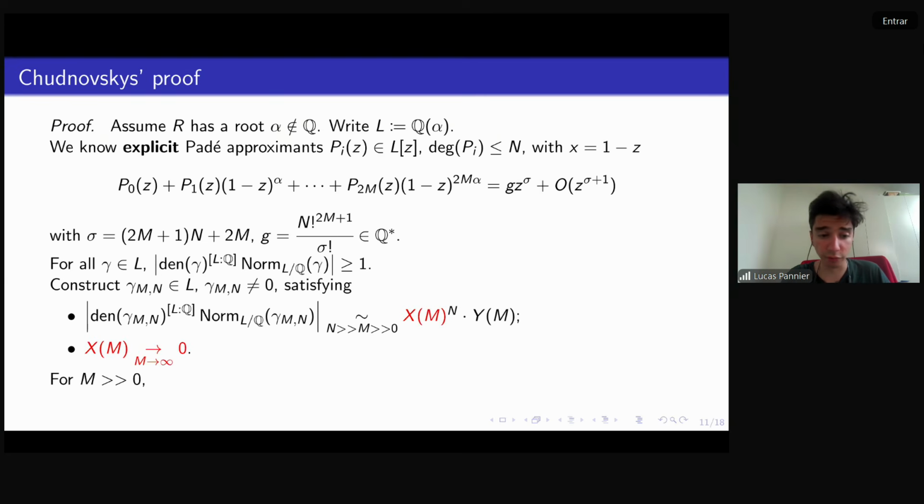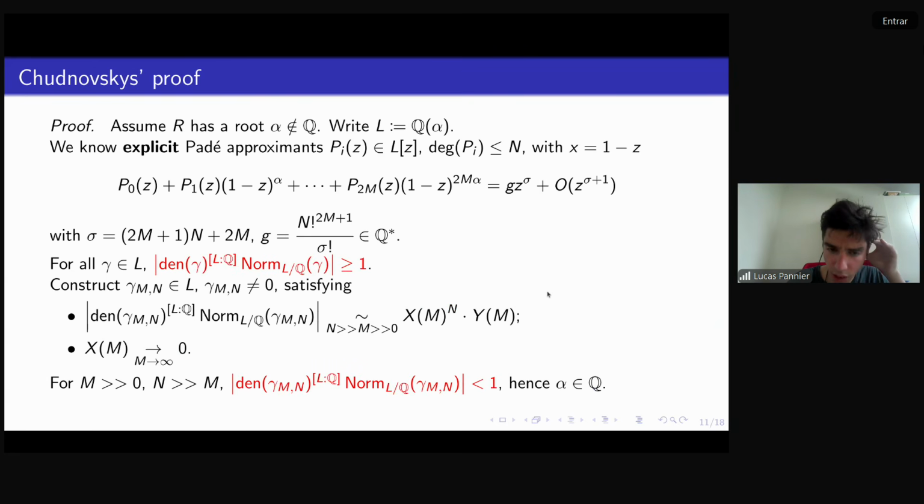And so now, for large enough m, that is whenever x(m) is smaller than 1 in modulus, and for large enough n, this whole expression becomes 0, yielding a contradiction between this inequality that holds in any number field and this inequality. Hence, we can conclude that alpha should be in Q.